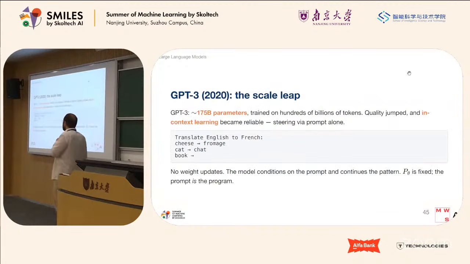GPT-3 in 2020 is a really big model. It's like 100 times bigger than GPT-2. And its emergent abilities were amazing at the time. It can do machine translation, summarization, everything. Of course, nowadays it seems really outdated and really stupid, but back in the day it was a really interesting model.